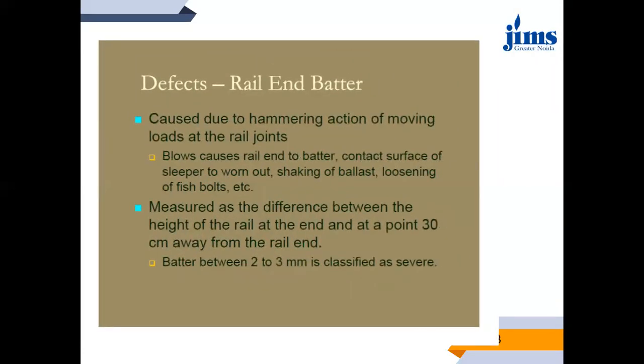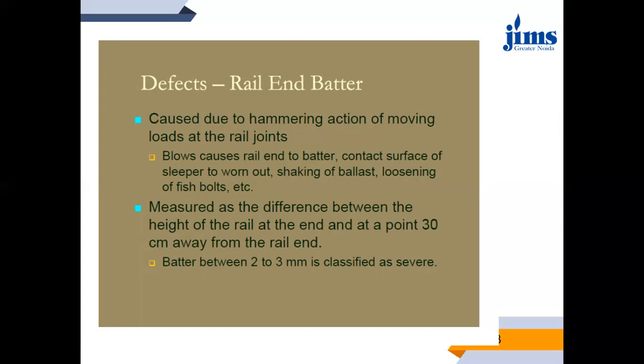Okay. Now there is one more prominent defect of rail, that is rail end batter. Yes, we have mentioned this defect earlier also, but we will study it in detail now. This particular rail end batter is caused due to hammering action of moving loads at the rail joint. Okay. Now, whenever a train moves on a rail section, it will encounter what? The various number of joints in the rail section, which will ultimately do what?